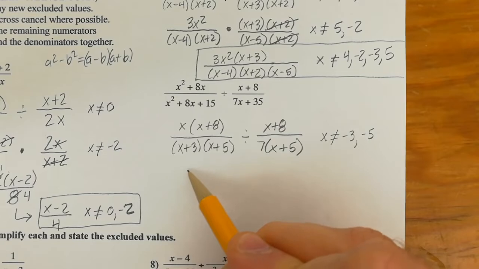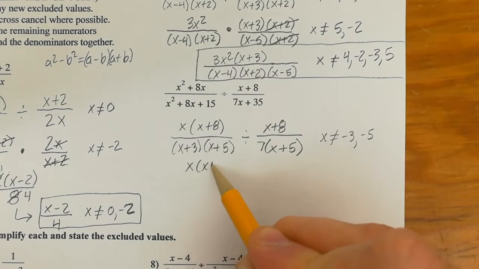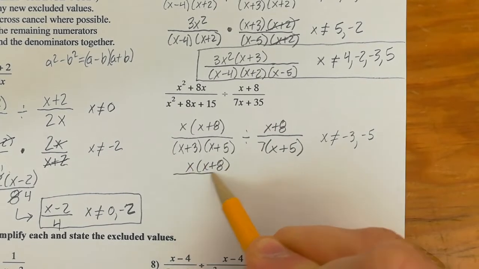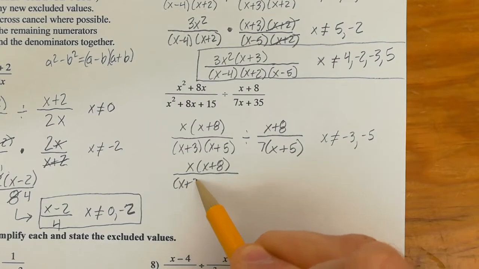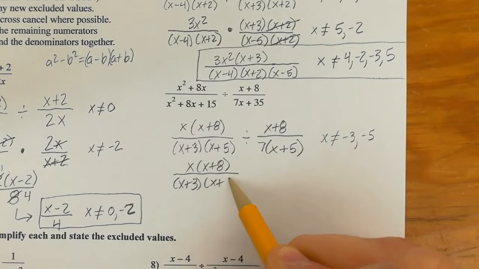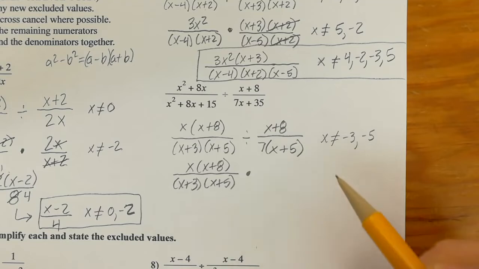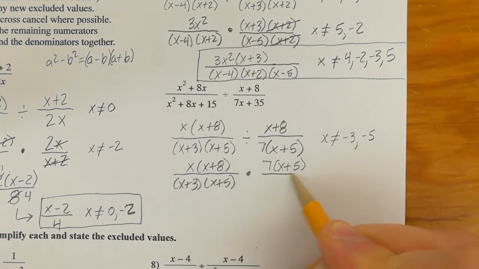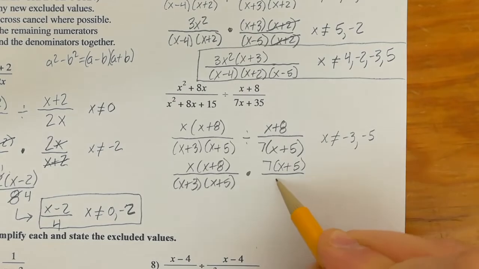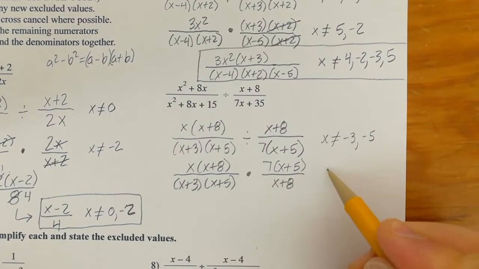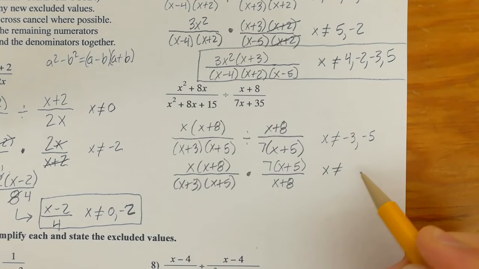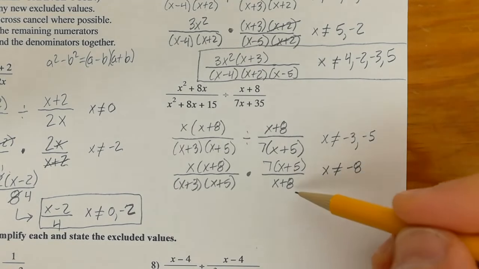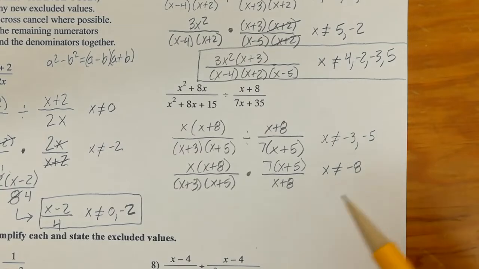All right, now we do the keep, change, flip step. We sort of convert this into multiplication. So we keep the first fraction, change the symbol, and then rewrite the second fraction as its reciprocal. We flip it. Identify any more excluded values. We're going to have -8 also, right? From that second fraction, it has a new denominator now. Now we just start canceling.